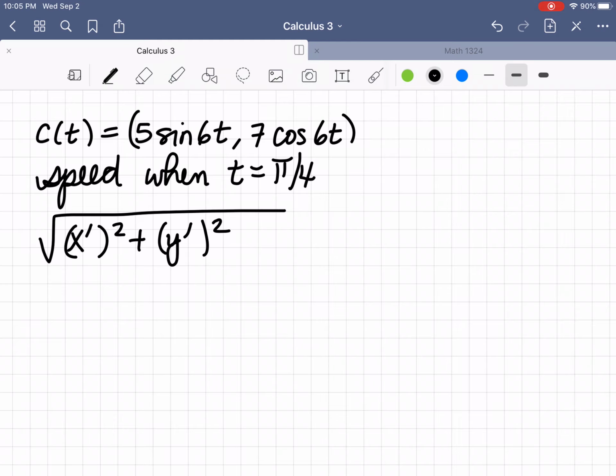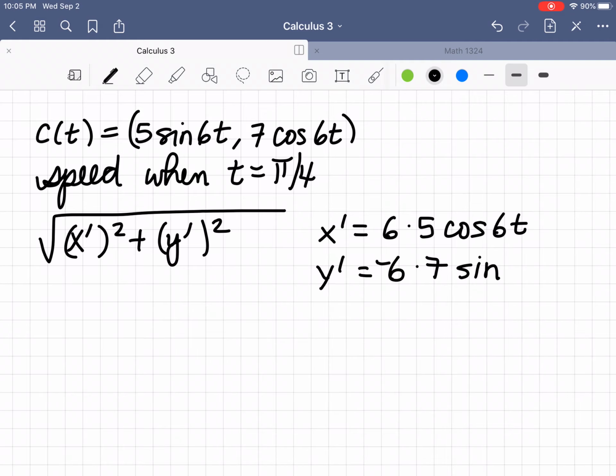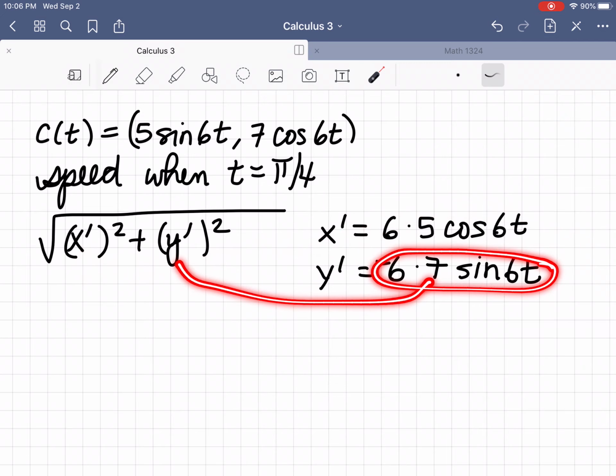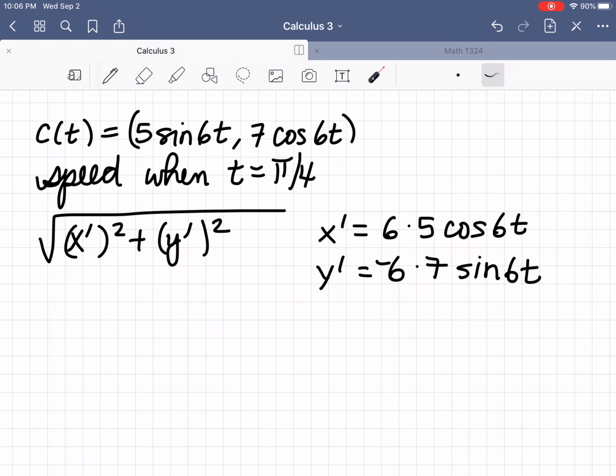So x prime is going to be 6 times 5 cosine 6t. And y prime is going to be 6 times 7, I guess there's a negative here, sine of 6t. Okay, so these two functions are going to be replacing in the integrand, this is going to be what speed is, right? So just to reiterate, that is going to be the formula that we're going to be using.